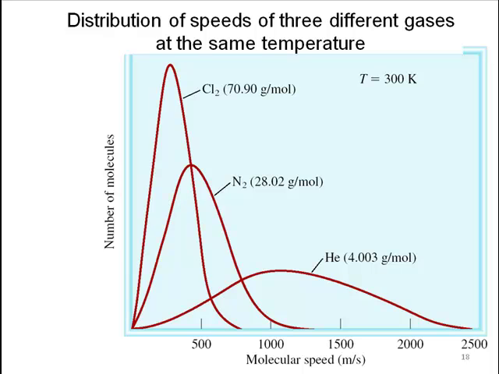Different gases move differently because of 1/2 mv squared. As you increase the mass, what has to happen to the v squared? V's got to go down for the kinetic energy to stay constant. So if these are all the same kinetic energy, the heavier gas has its average much closer, and the lighter gas has its average much higher in terms of the molecular speed. This is molecular speed here.